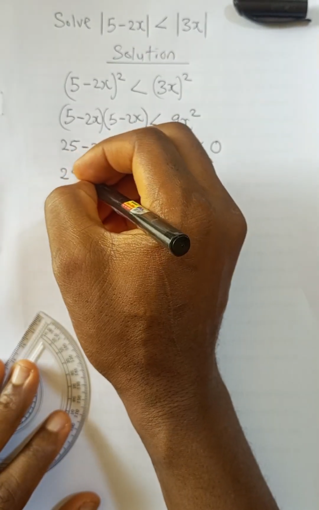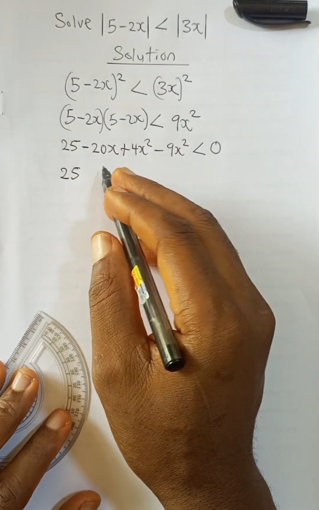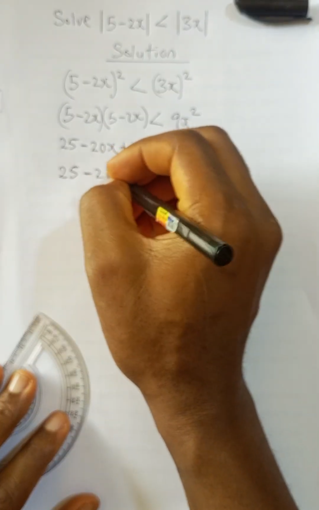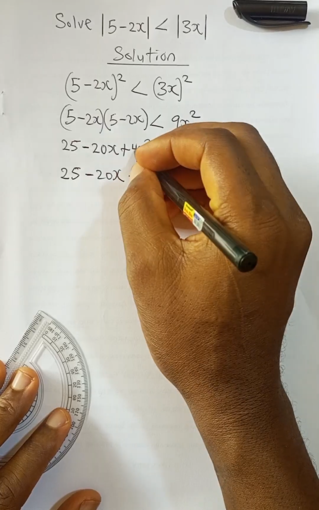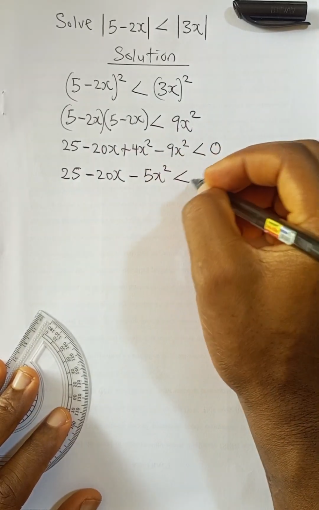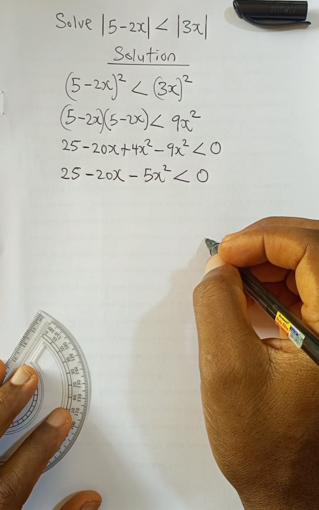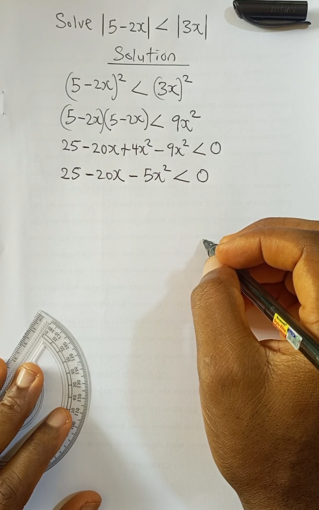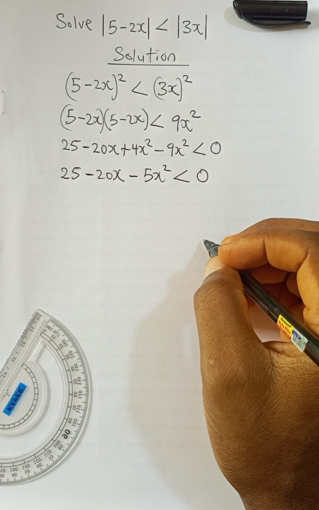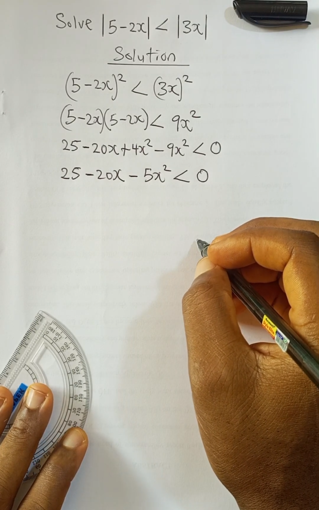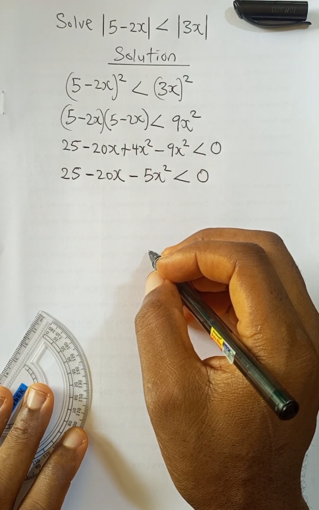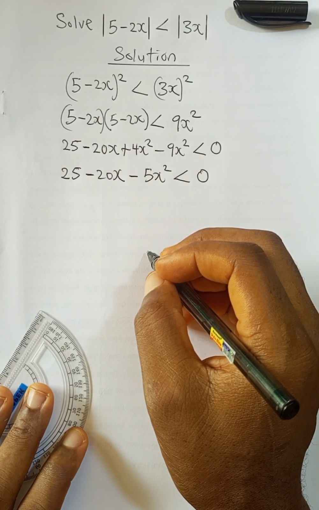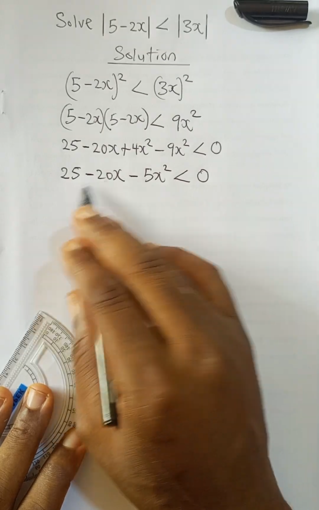Of course, what do we have here? We have 25 minus 20x minus 5x squared, because 4x squared minus 9x squared will give us minus 5x squared. It's less than 0. Then what do we do here? Now we are going to factorize. We can factorize it the way it is now. Don't go and divide both sides, or divide through by 5. You know, I told you to avoid that. I don't know if that will work, but we'll factorize it like this.